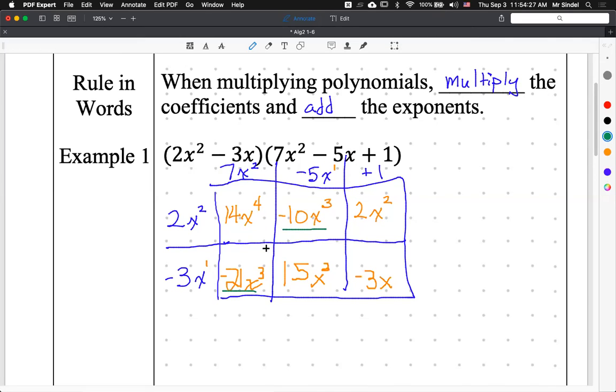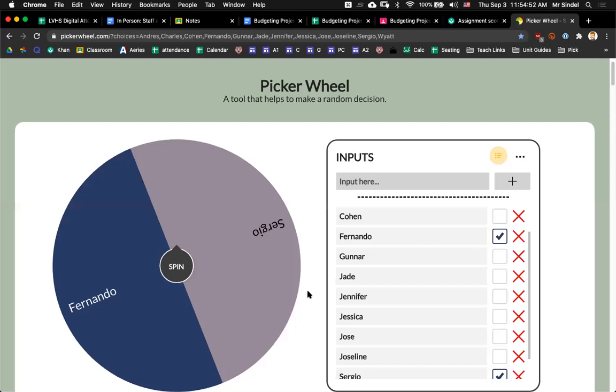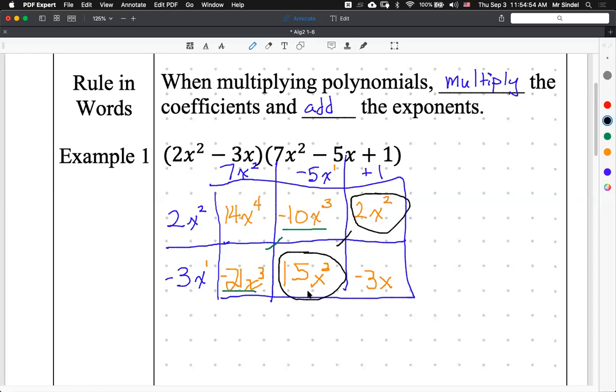And then 15x squared and 2x squared. There it is. So I'll do that in black and a circle. 2x squared. That's supposed to be a circle, but I'm using my trackpad. And 15x squared. Anything else? No. Exactly. Okay. So Gunnar, you're off the wheel. It's between Sergio and Fernando. Sergio or Fernando, please add these like terms up for us.